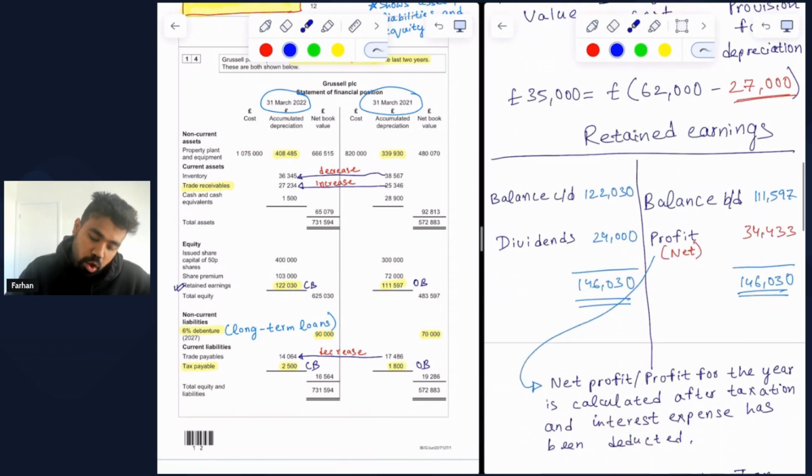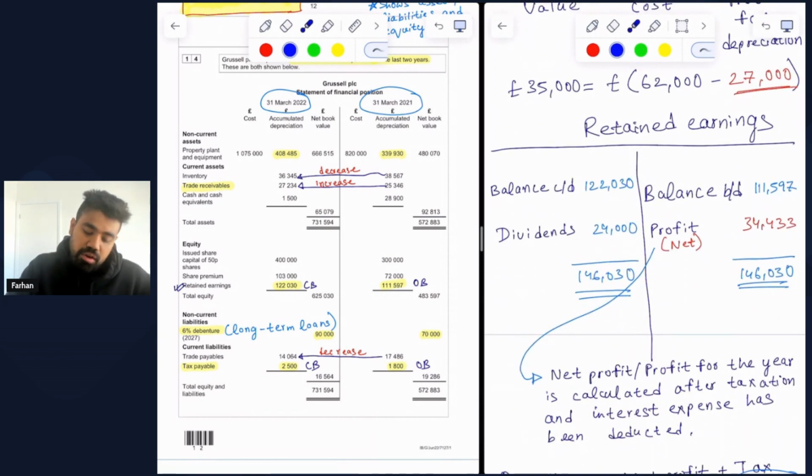So starting with the opening balance, as you can see, I've written on the credit side. So this is what we call the credit side of a T account. Balance brought down is £111,597. And this is the amount that we have got from here, which is the information that we had for the end of the previous financial year. And the closing balance is the one that we have at the end of the current financial year, which is balance carried down of 122,030, taken from the second statement of financial position.